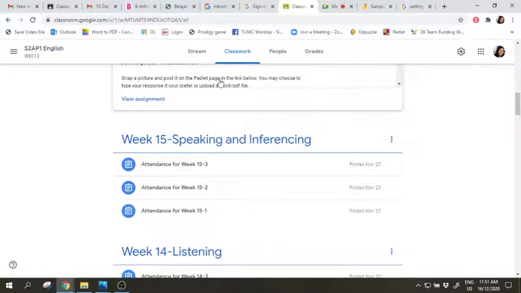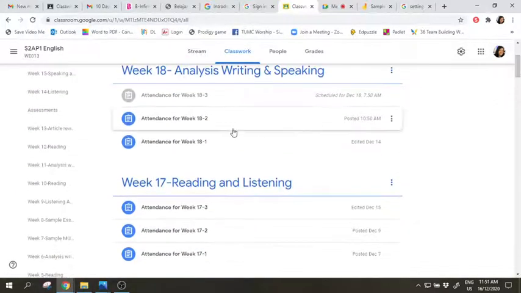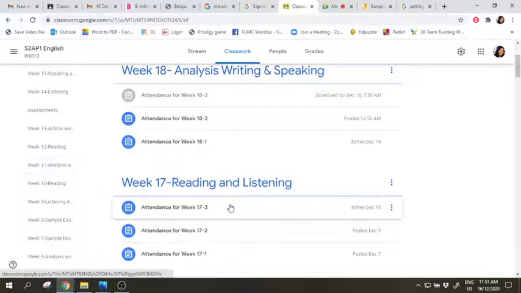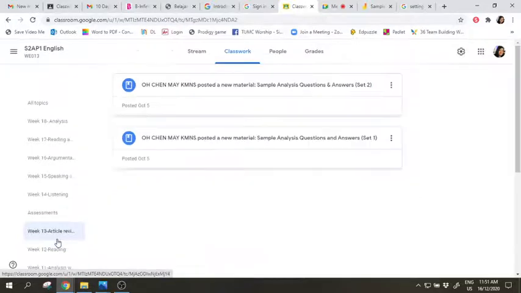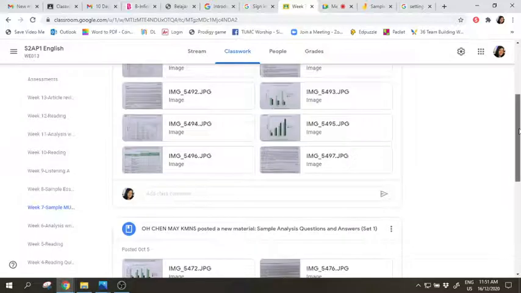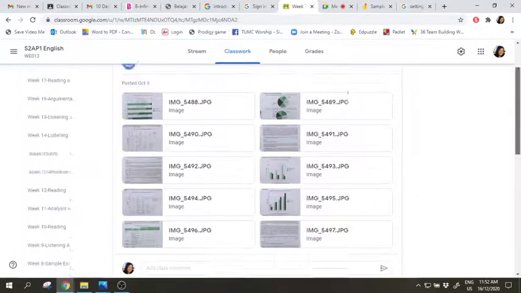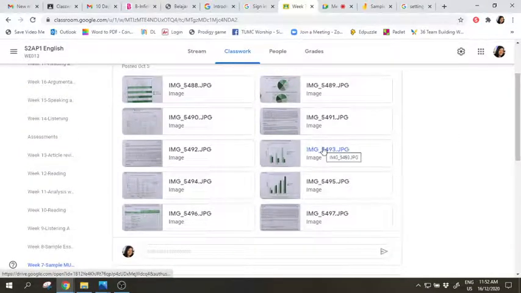Sorry about that, but you can see here under classwork, always go to classwork, don't go to stream, it's very confusing. Over here on the left side, you have all the different weeks with all the different kinds of classwork. Search for the one which has analysis writing. The best one is to look at sample MUET analysis here. Then you have all these samples. Take a question, especially if you have no time, bring your phone in, take a question and look at it while you're doing your business, and then try to analyze number one.